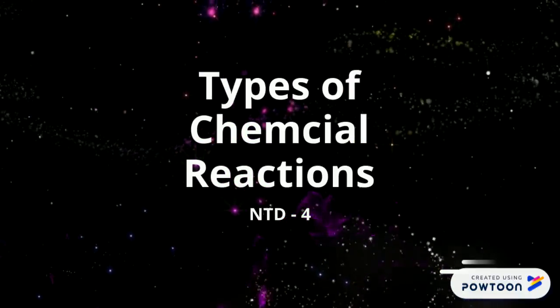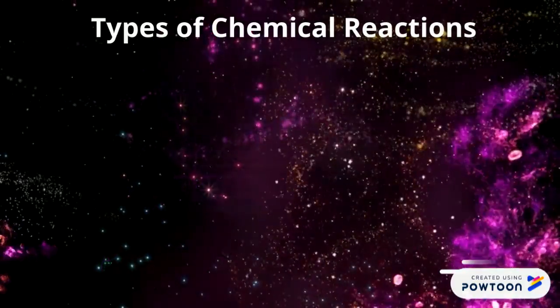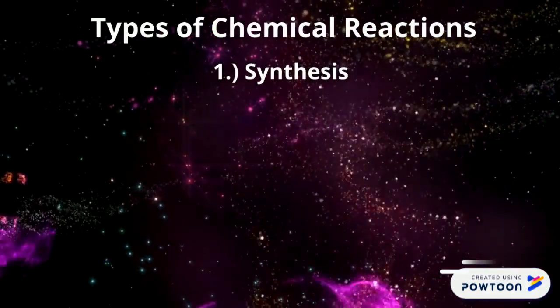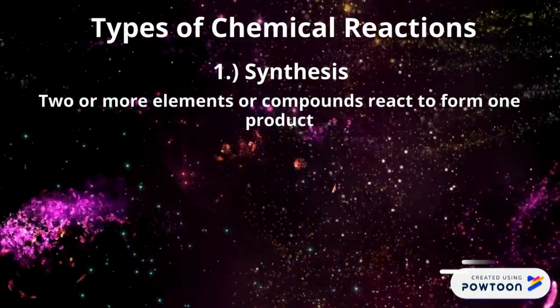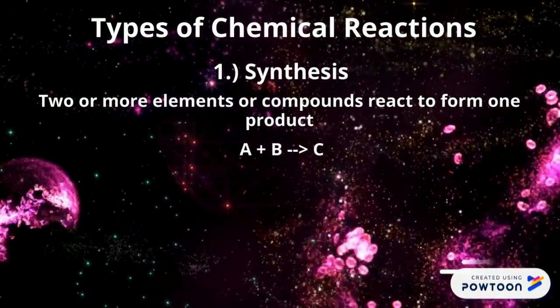Today we're talking about the types of chemical reactions. There are 5 types of chemical reactions, and the first is called synthesis. This is where you have 2 or more elements or compounds reacting to form a single product.